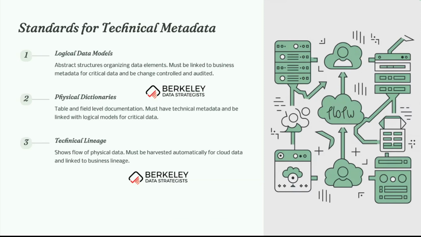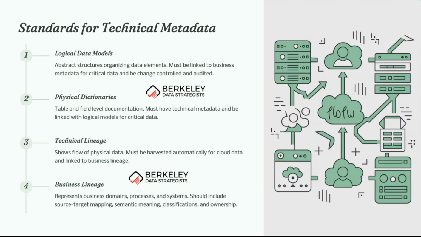Lineage is very important because remember, the ultimate goal is good quality data. And when there's a problem, there'll be a problem. So make sure that the technical team have documented the lineage. You should, of course, also have the business lineage documented, the domains, the processes, and the systems, right? You should include your source target mapping.